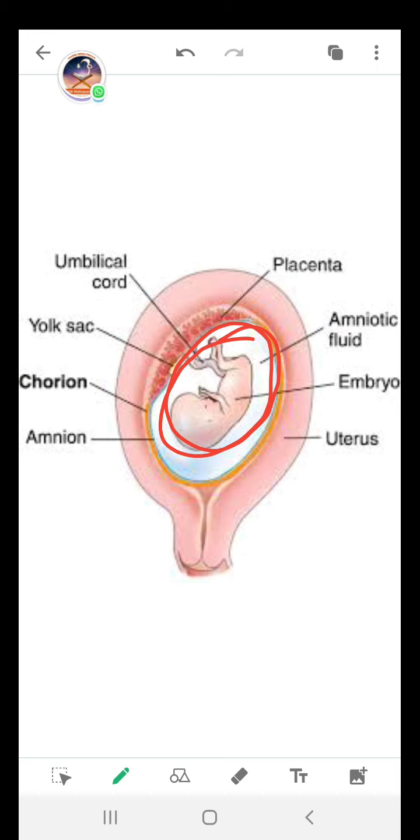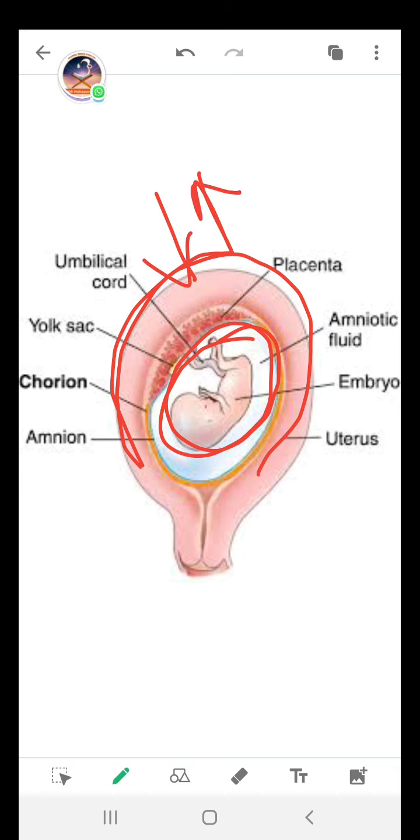Now I will explain how the birth of the baby takes place. Birth of the baby starts when the strong muscles in the wall of the uterus contract rhythmically. Rhythmic contraction of the uterus muscles gradually pushes the baby out of the mother's body through the vagina. This is how a baby is born.